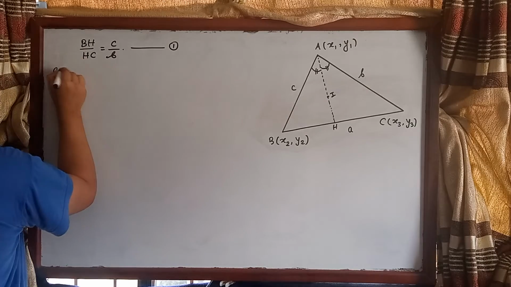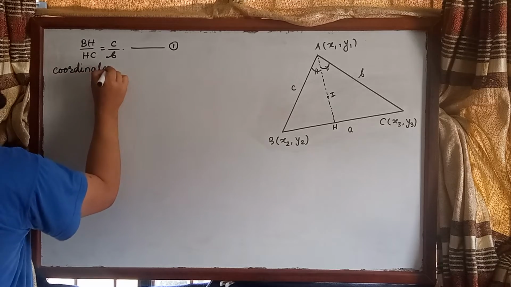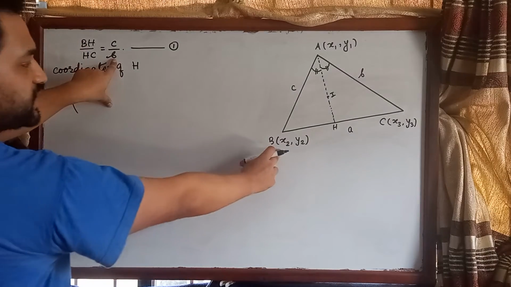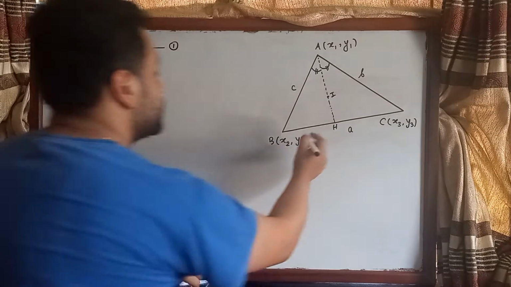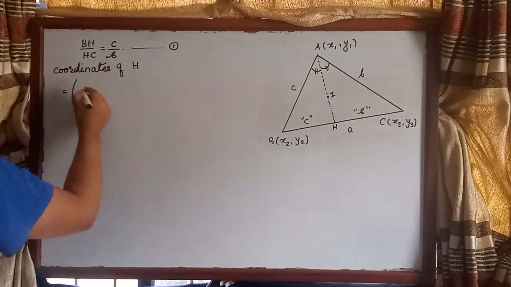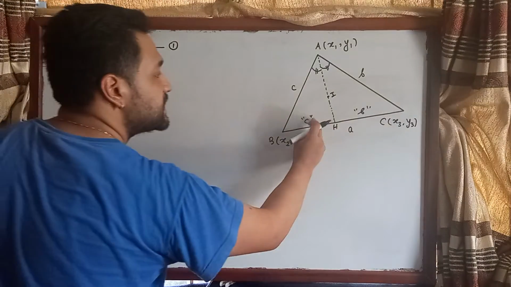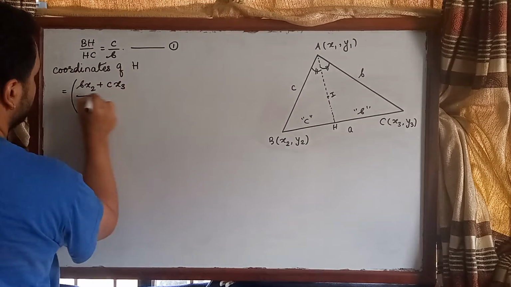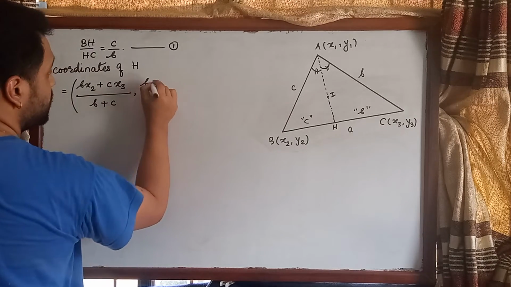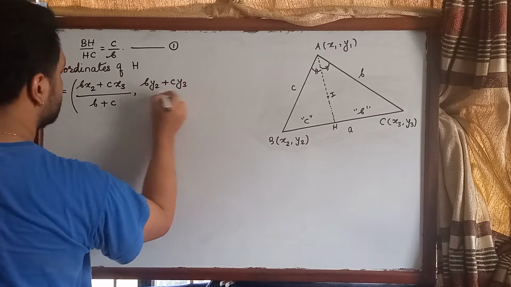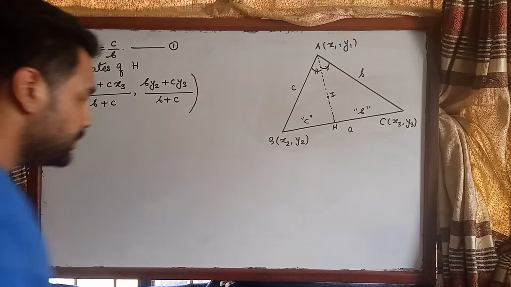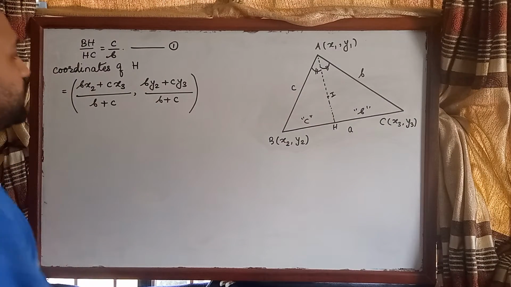All right, so the coordinates of H are equal to B times x2 plus C times x3 over B plus C, since the ratio is C over B. And similarly, the y coordinates are B times y2 plus C times y3 over B plus C. Okay, all right. Now let's call this 2.